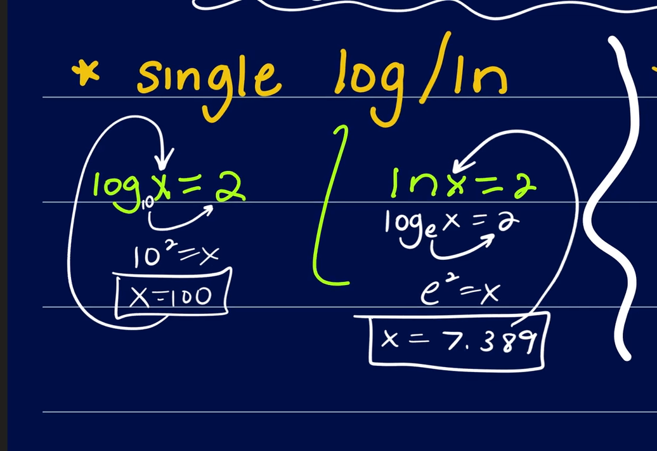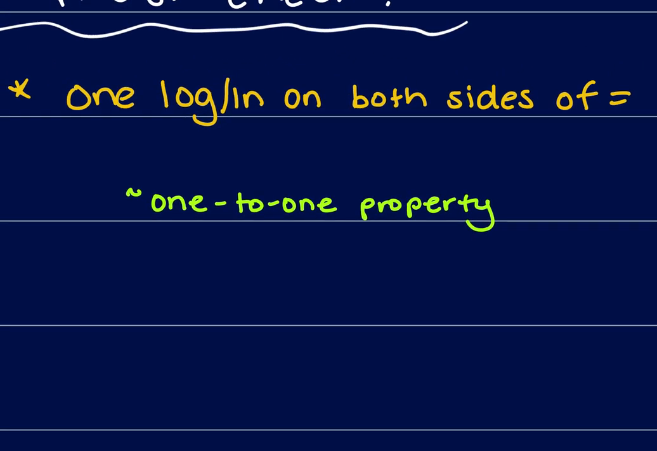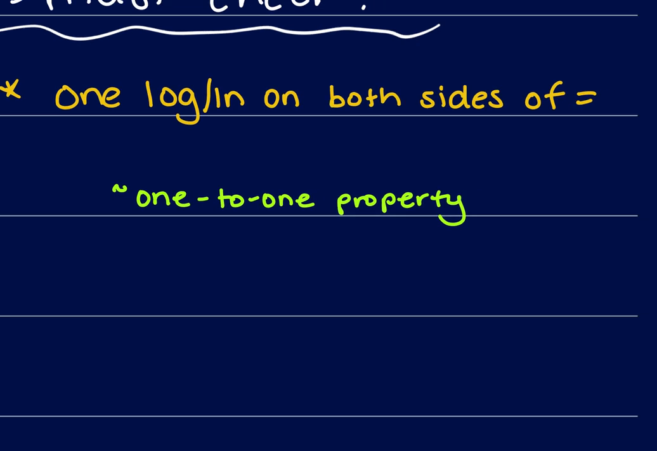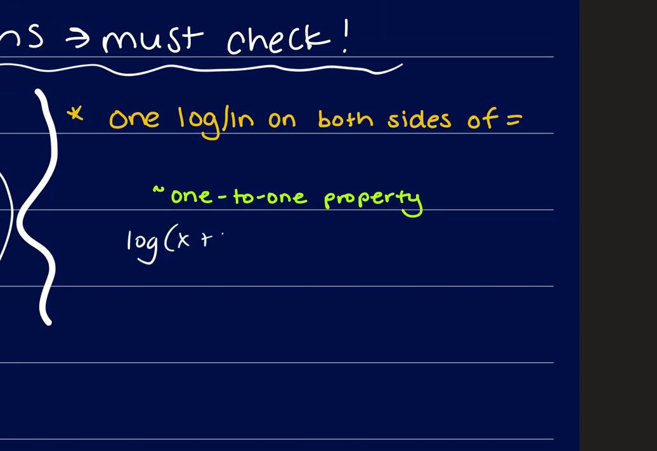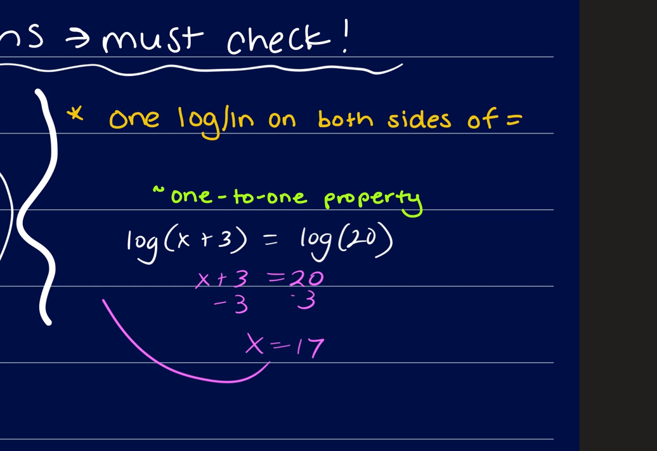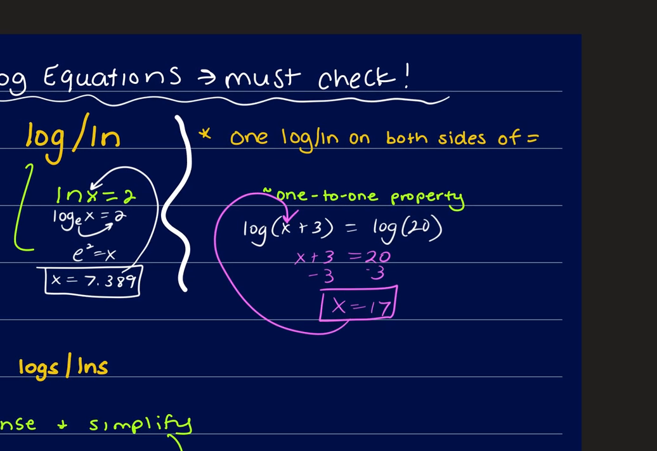Still good? Yes? Okay, then I get one log on both sides of the equation, and this would be your simple one-to-one. So this could look like log of x plus 3 equals log of 20, something like that. If they're the same log on either side of the equal sign, I ignore it. x plus 3 would equal 20. Subtract the 3. x equals 17, and I check. If I plug it back in, am I finding log of something bigger than 0? Yes, so I get to keep it.